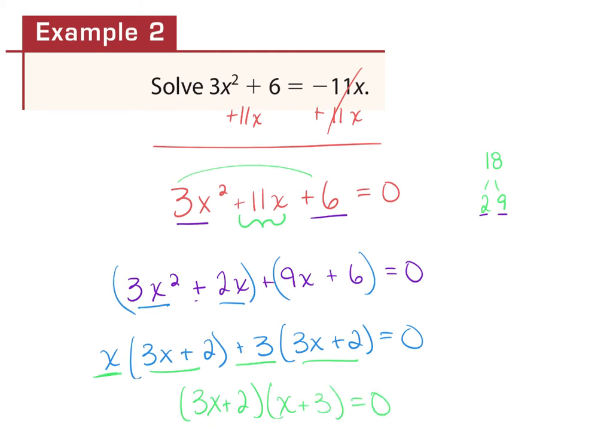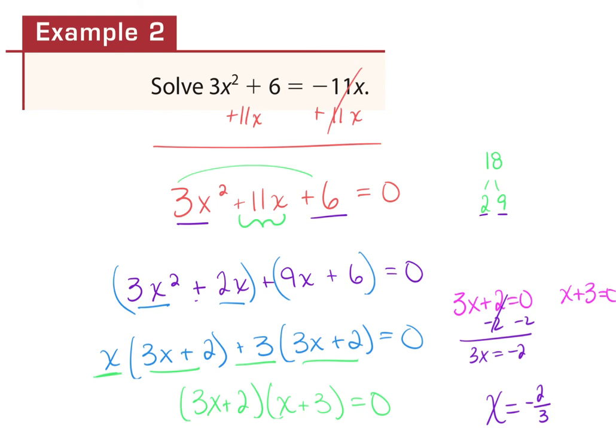Since I am solving, I am not done yet. All I've done is factored it. Now I need to set each factor equal to 0. And so I'm going to take those two factors, set them equal to 0 and solve. So I will say 3x plus 2 equals 0, x plus 3 equals 0, and then go through the process of solving it. Subtract your 2. 3x equals negative 2. Divide by 3. X is going to equal negative 2/3.